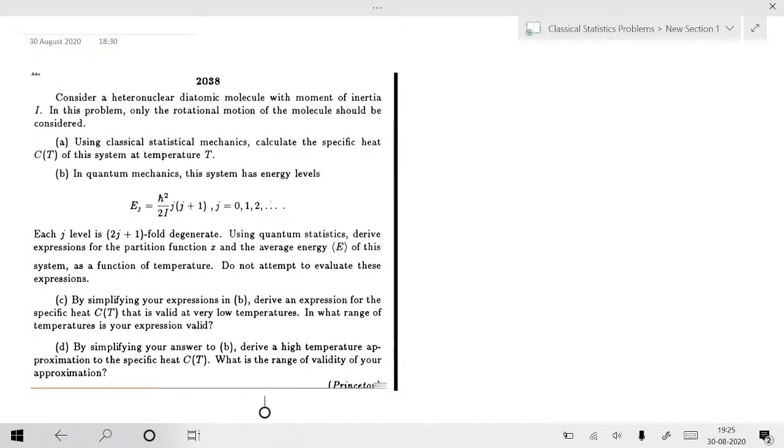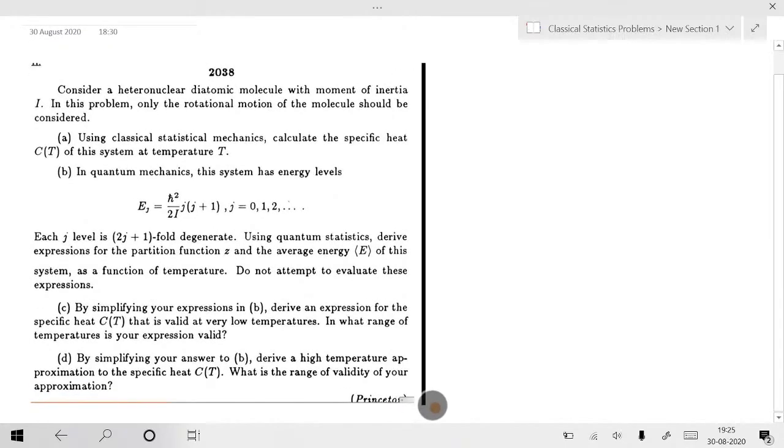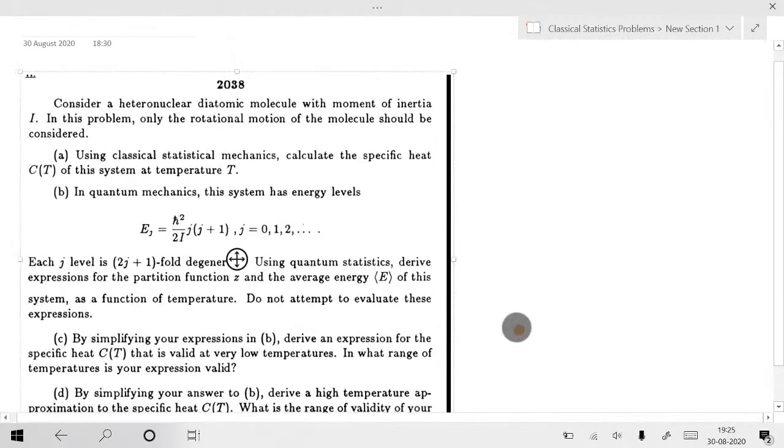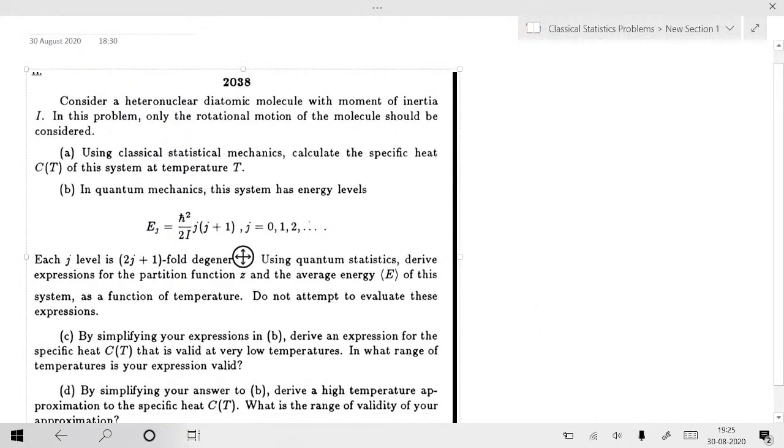Consider a heteronuclear diatomic molecule. Can you see this one? Consider a heteronuclear diatomic molecule with a moment of inertia I. In this problem, only rotational motion of the molecule should be considered. Again, you need some classical mechanics ideas, but I'll try to present it in the best way. Only rotational motion of the molecule is considered.